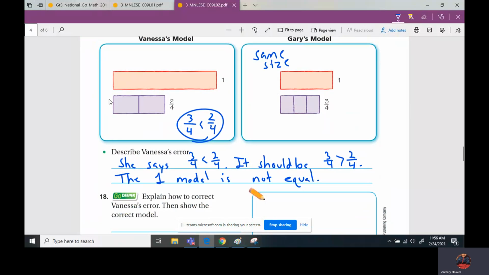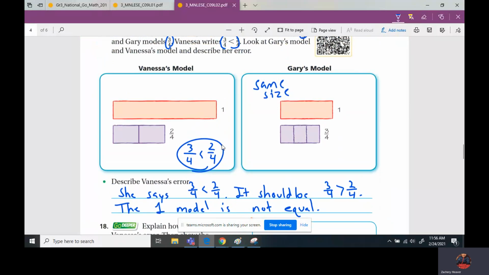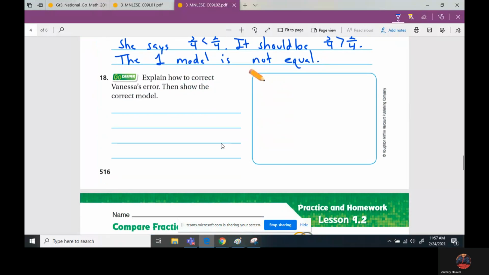So, explain how to correct Vanessa's error. Pause it right here if you need to. Explain how to correct Vanessa's error. We have to make the wholes the same and fix the number model.